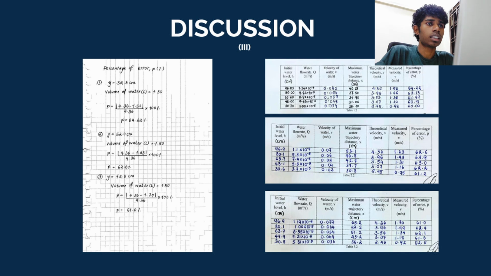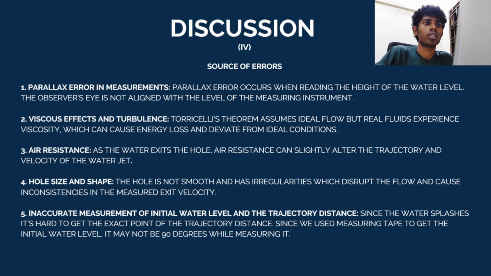For the fourth discussion, I have to talk about the sources of errors and the methods to minimize the errors. For the sources of errors, there can be 5 causes. First is the parallax error in measurement, since the observer's eye is not aligned with the level of the measuring instrument. Second is the viscous effect and turbulence. Torricelli's theorem assumes an ideal situation, but in a real situation, it's not ideal. Therefore, there can be viscous effect and turbulence in the water.